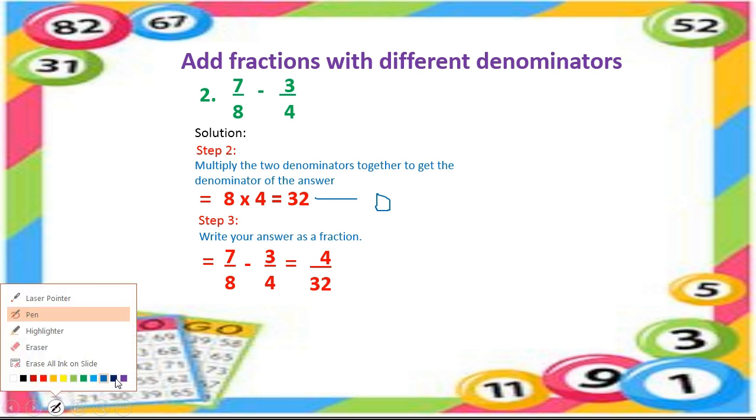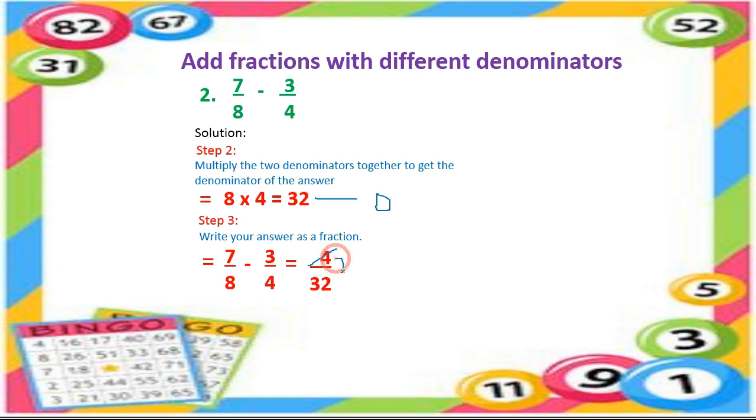reduce it by 2. 2 2s are 4, 2 1s are 2, and 2 6s are 12. So 2 upon 16. We can reduce it one more time. 2 1s are 2 and 2 8s are 16. You can also divide this fraction by 4. Okay, so the answer will remain the same. So 1 upon 8 is our final answer after subtracting 3 upon 4 from 7 upon 8 by using the crisscross method. I hope you have understood this method properly.